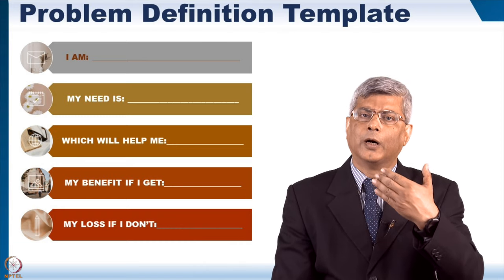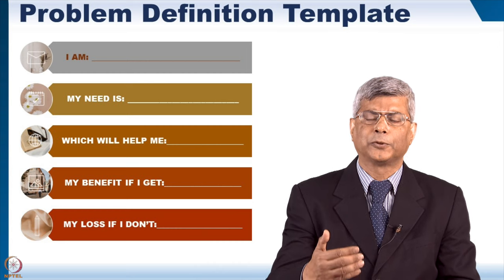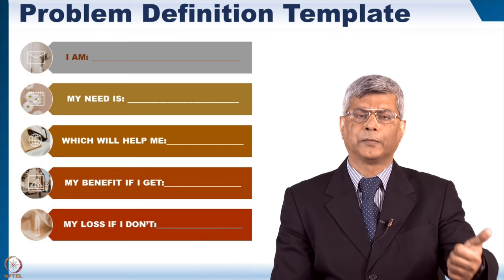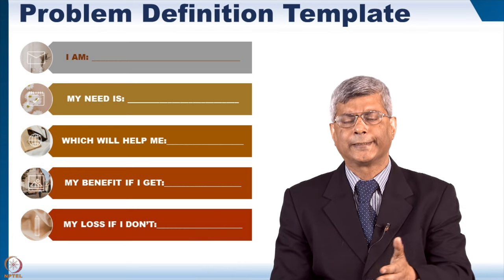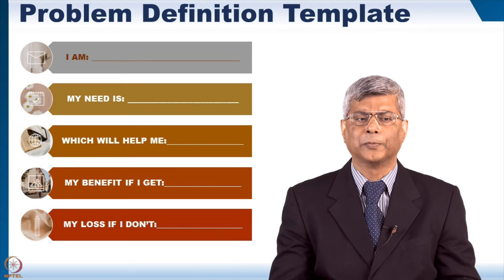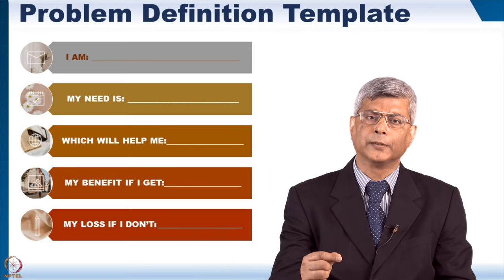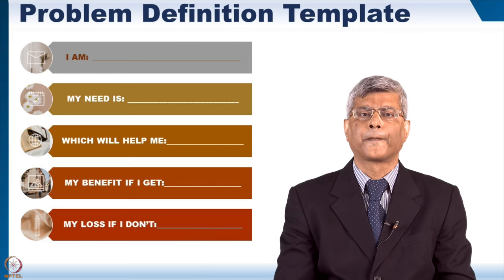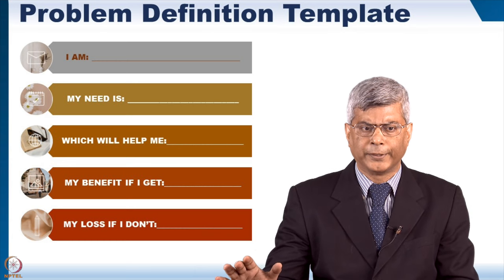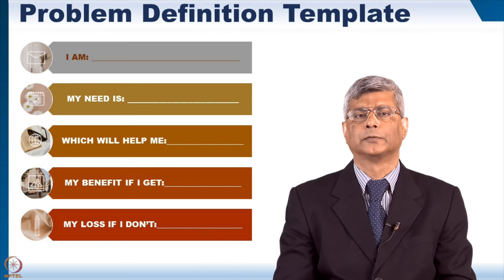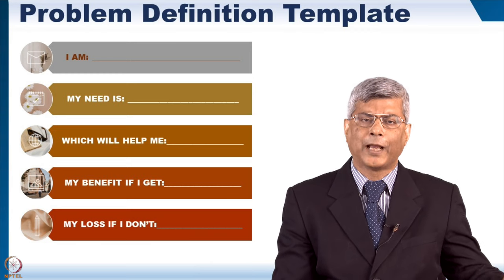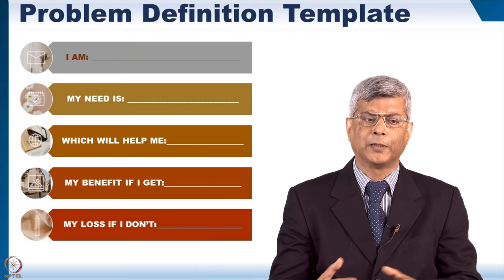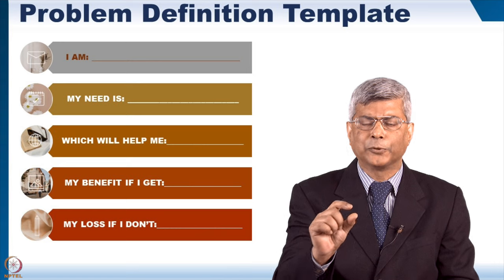Then you get into capturing the need of the customer. Ask the customer to write down and say, my need, which means the customer's need, is a better product in this way, a better service in this way. Define it as much as the customer can. It is very important to capture what the customer is trying to do. So I'm so and so, my need is so and so, which will help me travel faster, eat better, become more healthy, become more successful, become more rich. It's very important that you capture that.